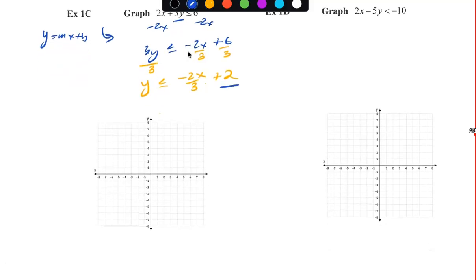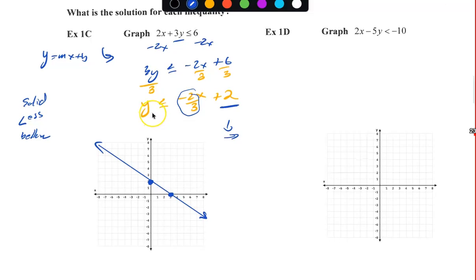Our y-intercept is 2. Our slope is -2/3. So we're going to go down 2 and right 3. So right there. This is a solid line. You see the equal to sign. So solid. And then it's less than, so I'm going to shade below. So solid line, and then we're going to shade below.